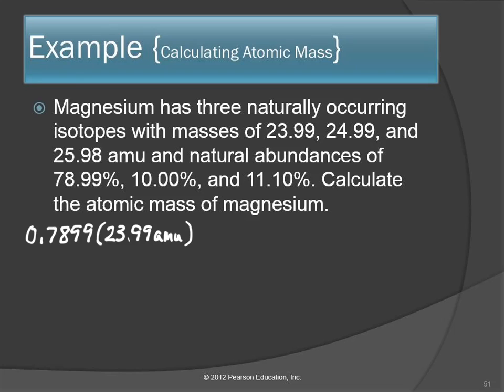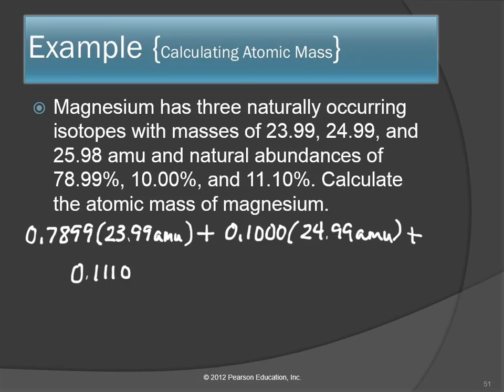And then we're going to add the second percent converted to a decimal, a fraction, times its mass, plus the third one, 0.1110, times its mass, 25.98 atomic mass units.